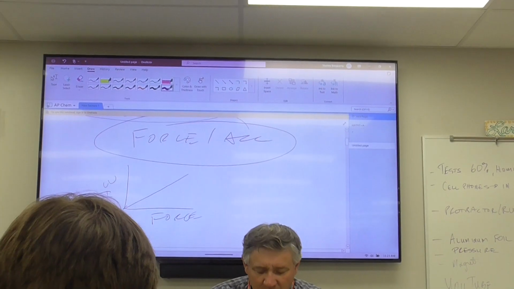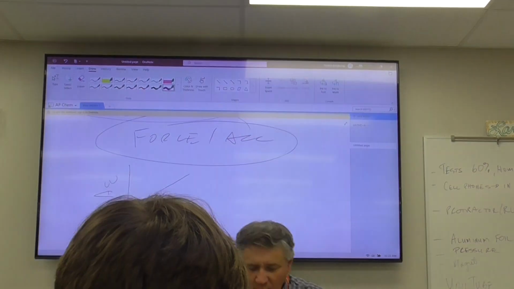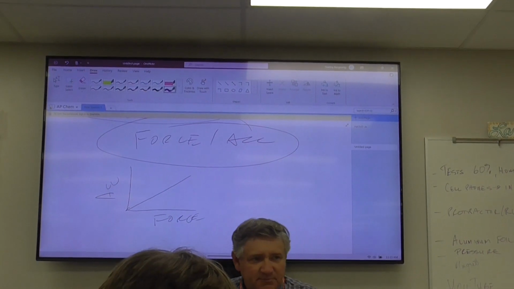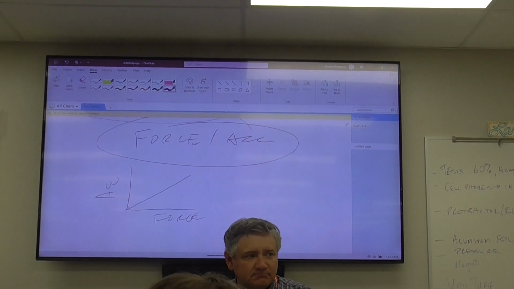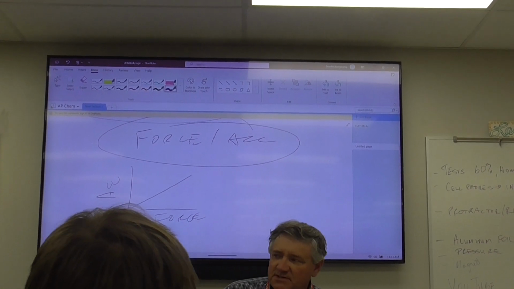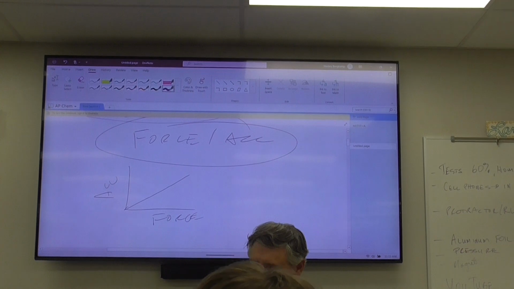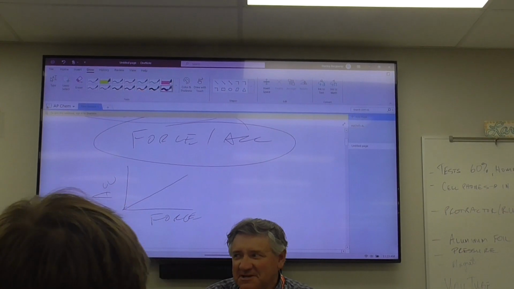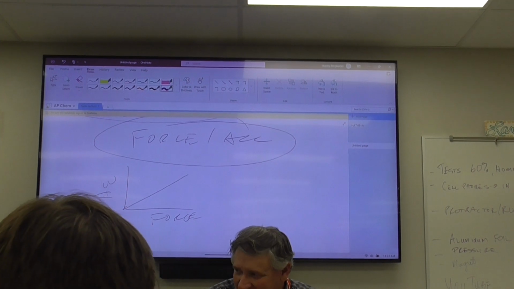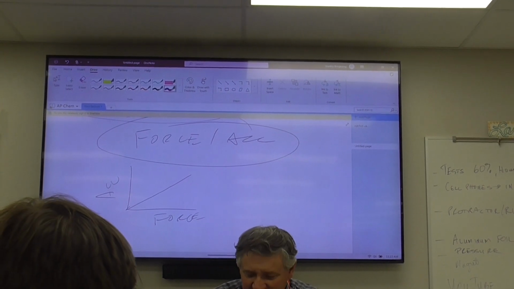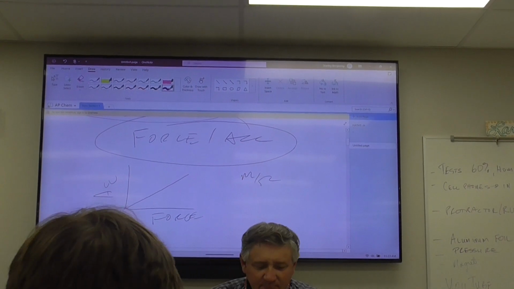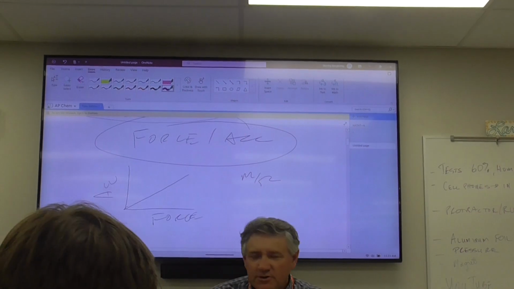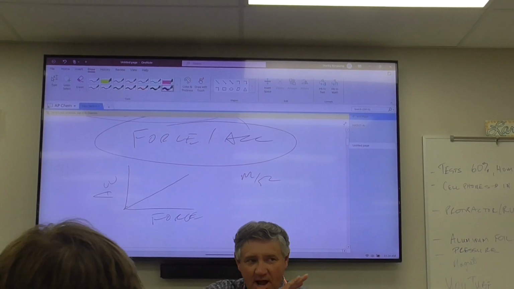Now, what units is that going to work out to be? Well, what's your acceleration going to be in? Not meters. What's your acceleration going to be in? Meters per second squared. Meters per second squared. Okay? So there are certain things you should know absolutely.